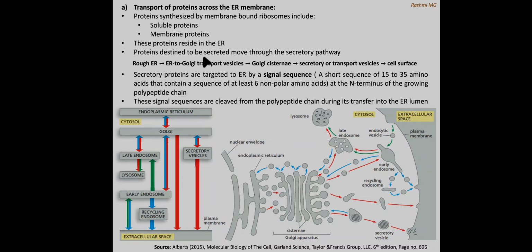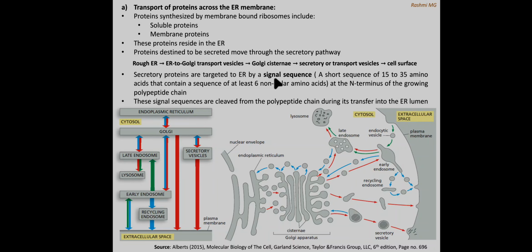ER. Proteins destined to be secreted move through the secretory pathway. From rough endoplasmic reticulum, it goes to the endoplasmic reticulum's lumen, then Golgi transport vesicles, then it goes to Golgi cisternae, then there are two pathways, secretory pathway and transport pathway. The protein will get into any one of these pathways, and at last it moves to the cell surface.